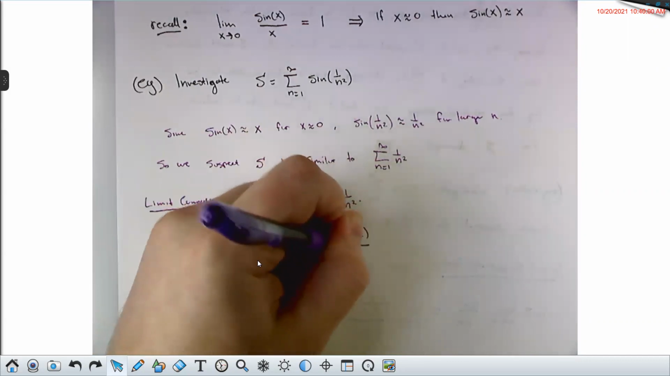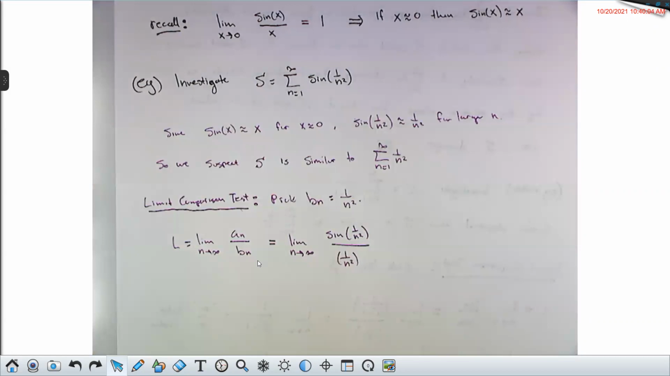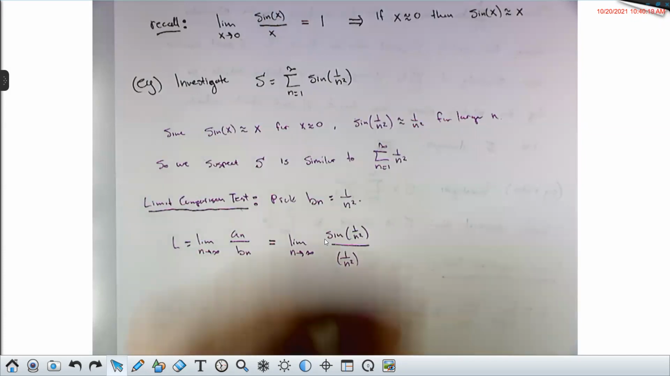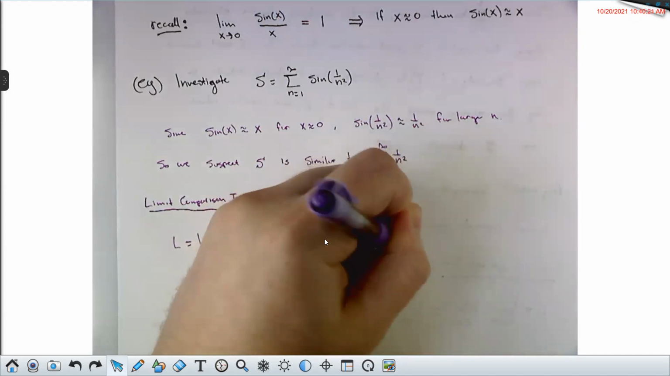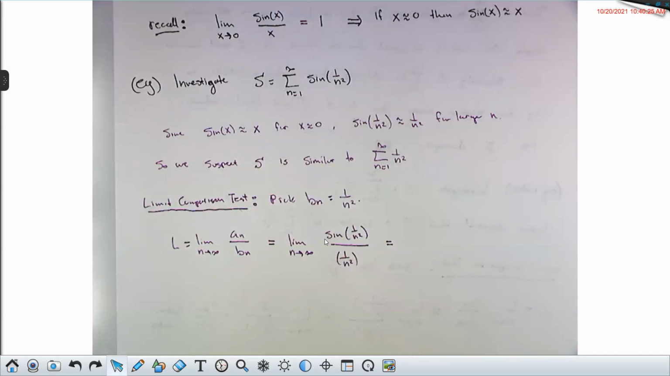All right, an here is the sine of 1 over n squared. And bn here is 1 over n squared. Of course, you cannot cancel these. This 1 over n squared is inside the sine function, for the same reason you cannot cancel the x's here, right? But we can calculate this limit. At a glance, what does this limit look like? What does 1 over n squared go to as n goes to infinity?